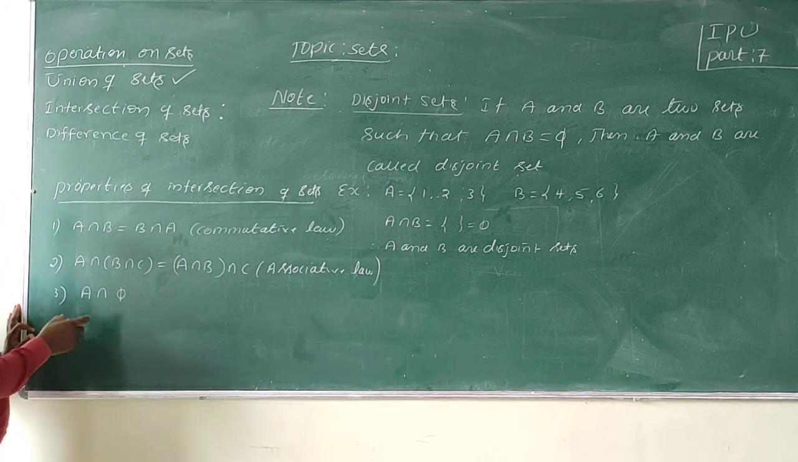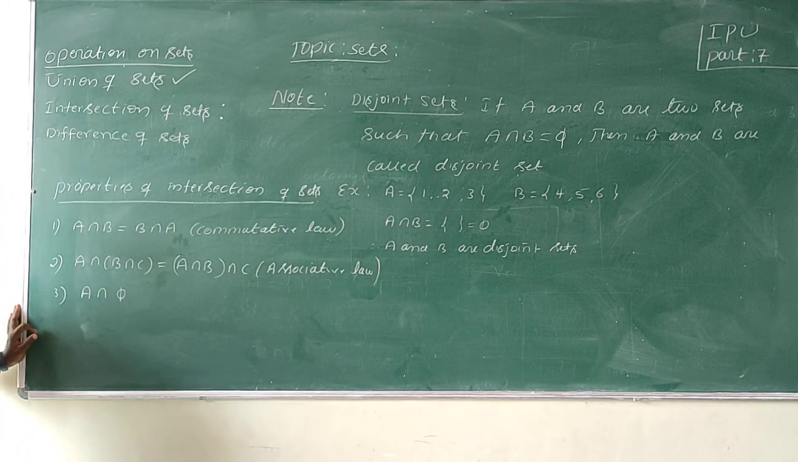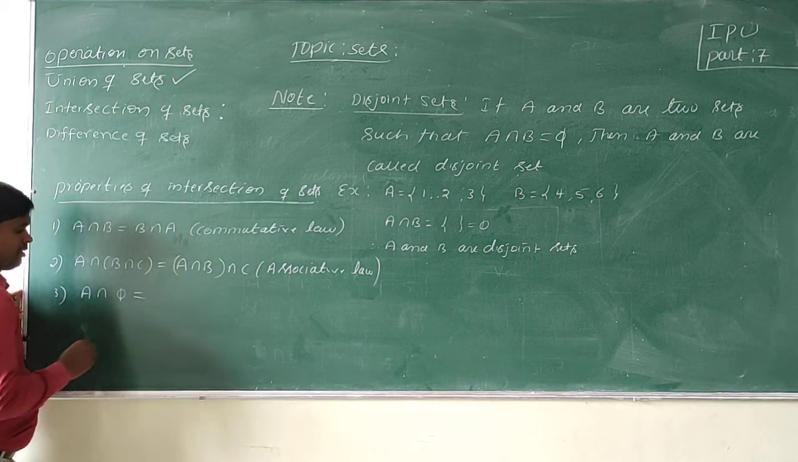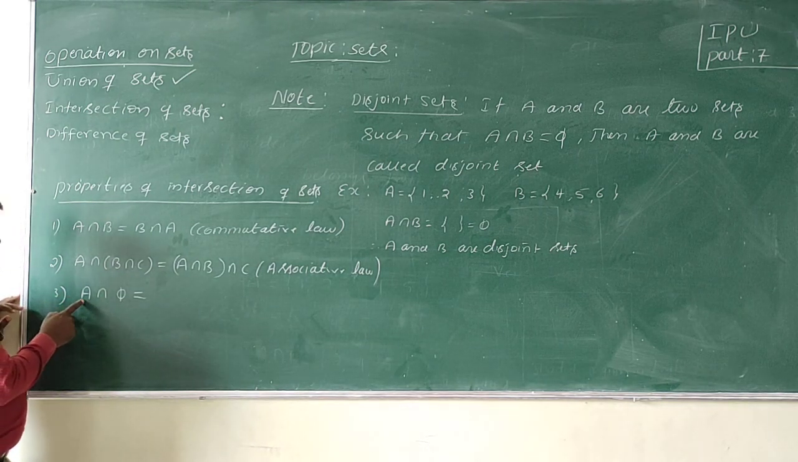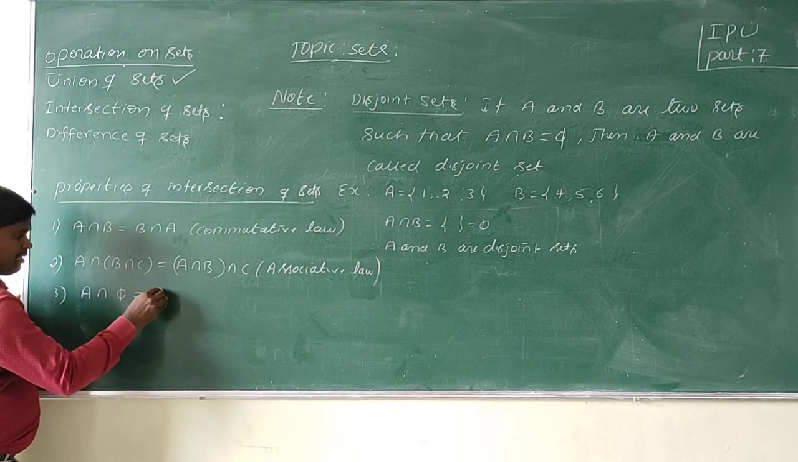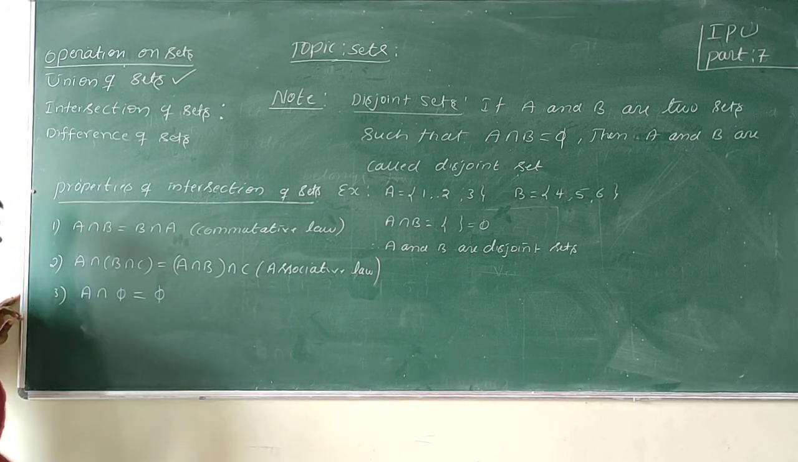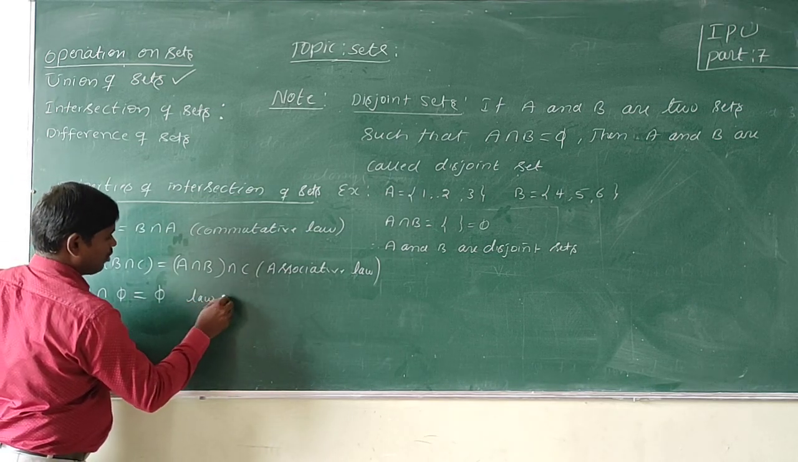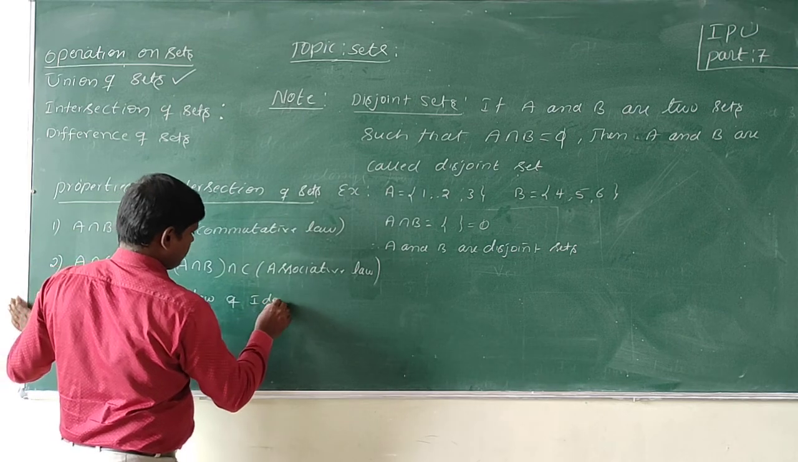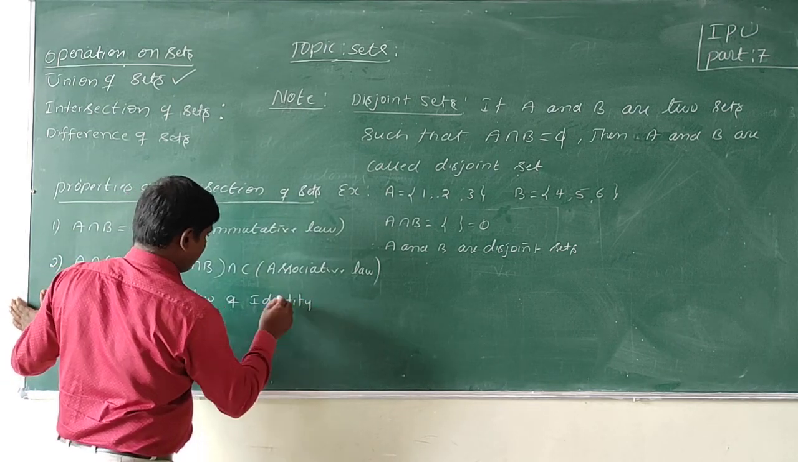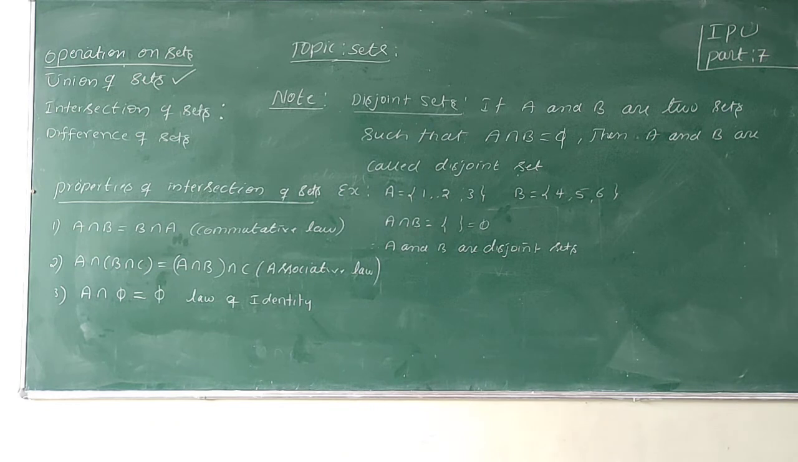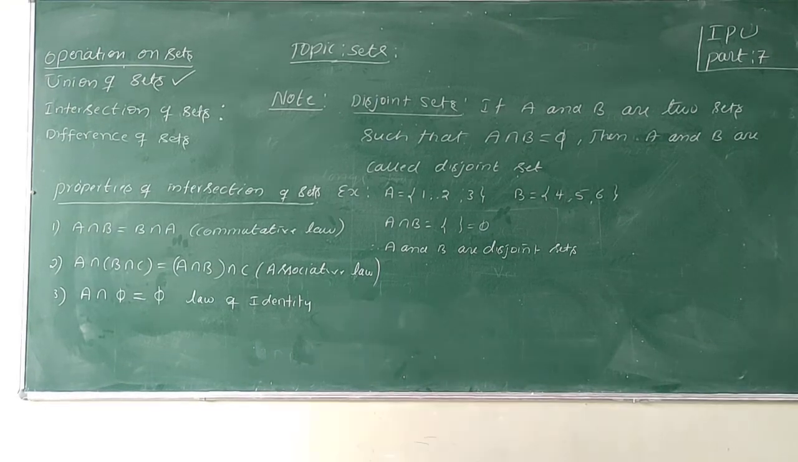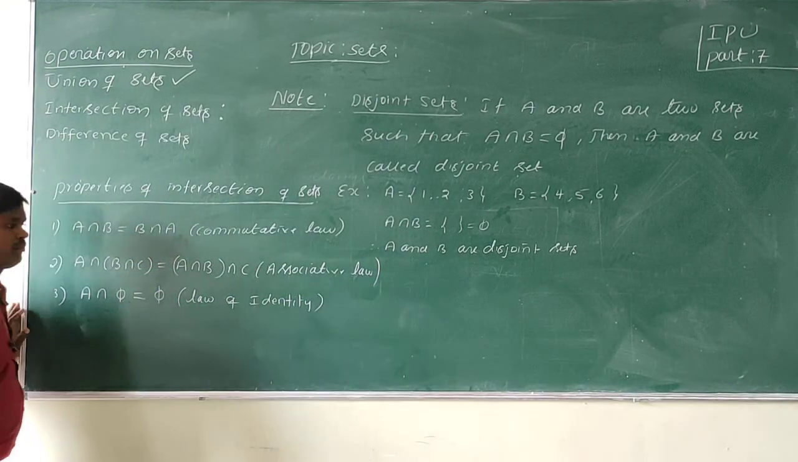The third one is A intersection with the null set, which is nothing but the null set. So this is the law of identity.